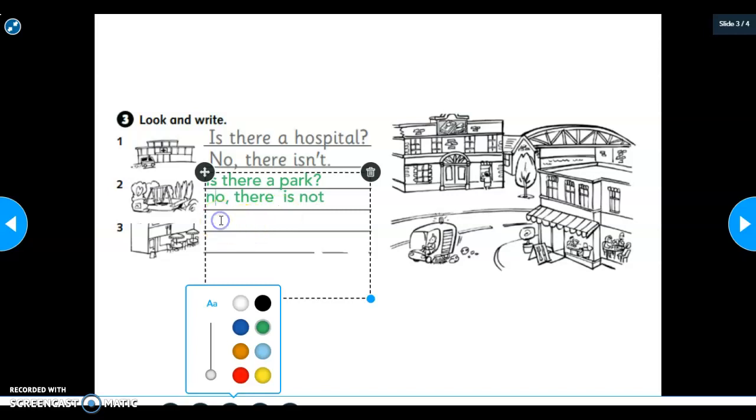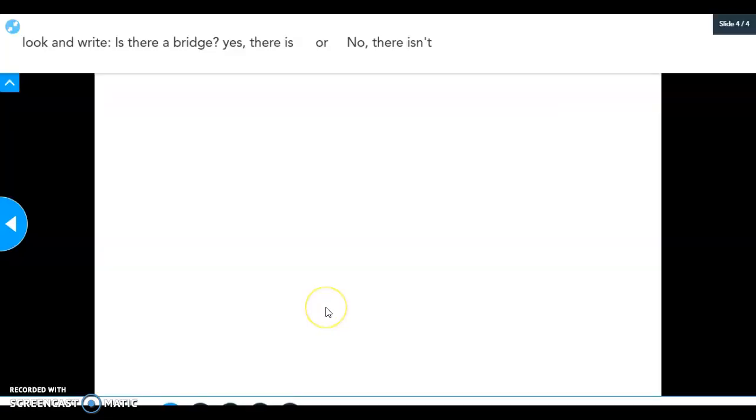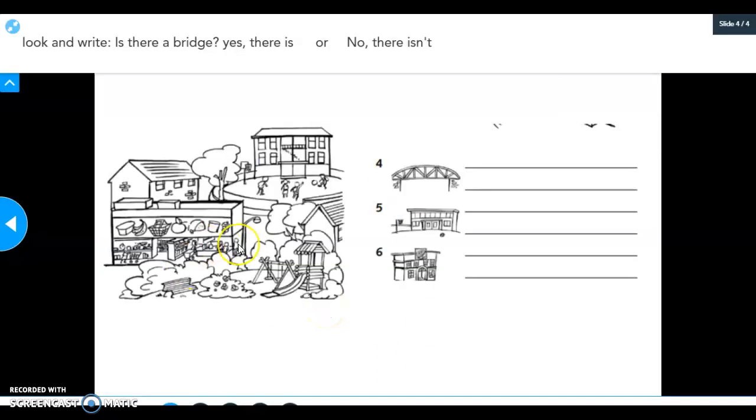Good? Remember. And then we have number 3, which is a restaurant. Is there a restaurant? Yes, there is, or no, there isn't. It's going to depend on the picture. And finally, next picture, same story. We do the same. Is there a bridge? Yes, there is, or no, there isn't. Is there a, I don't know what that is. You have to figure that out. I think that's a shop. And I think this is a school.